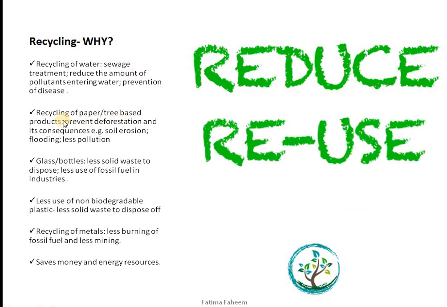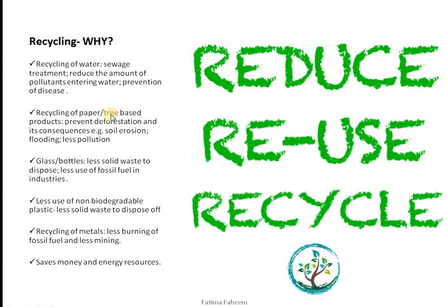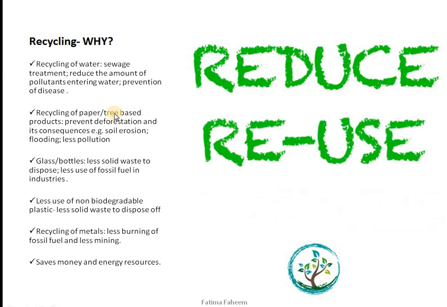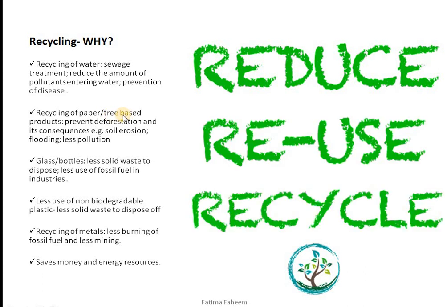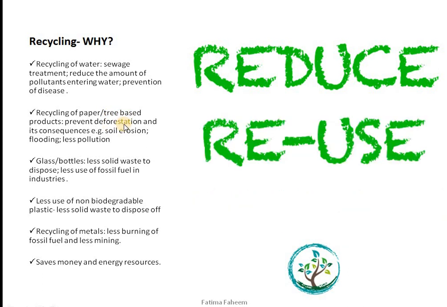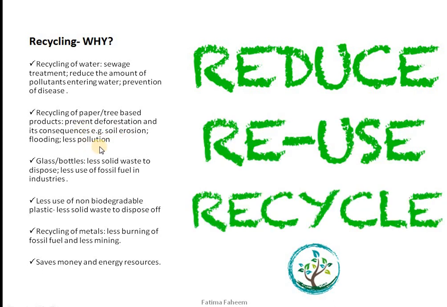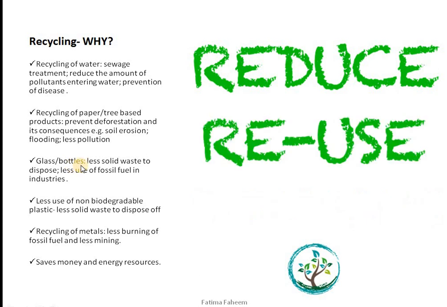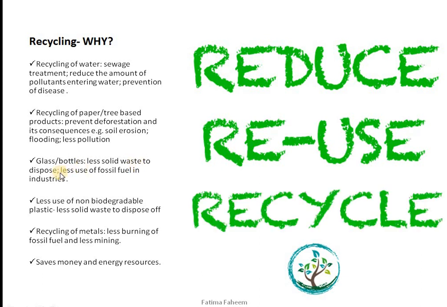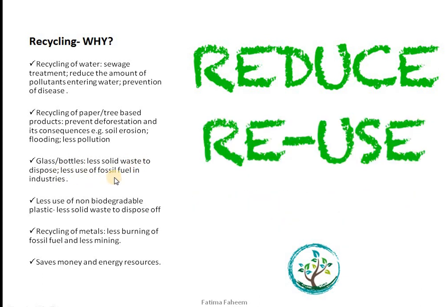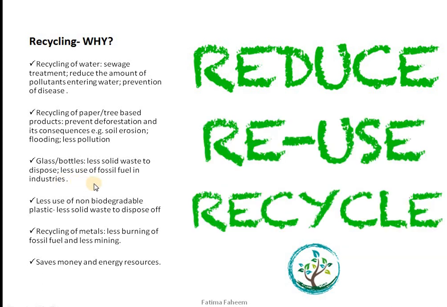Recycling of paper and tree-based products is also very important because you know the paper industry would need a lot of trees to be cut. So if you reduce the use of tree-based products, you are actually reducing deforestation and its consequences, for instance soil erosion, flooding, and pollution. Reduced use of glass or bottles would cause less solid waste to dispose. Less use of fossil fuels in the industry would lead to less air pollution.